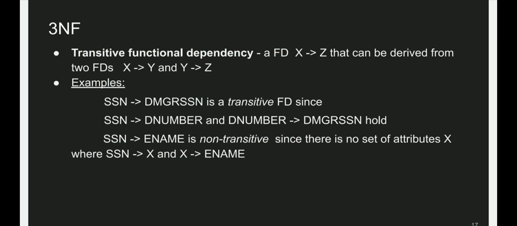So next is third normal form. Before going to the third normal form, we should know what a transitive functional dependency is. If X determines Z can be derived from two FDs, X determines Y and Y determines Z, we say that there is a transitive dependency. For example, SSN determines DMGR SSN is a transitive dependency. Why? Because SSN determines D name, D number is there, and D number can determine DMGR. So SSN can indirectly determine DMGR SSN, which is a transitive dependency.